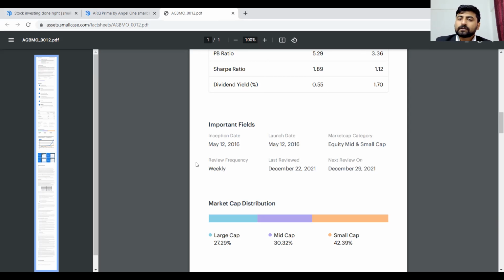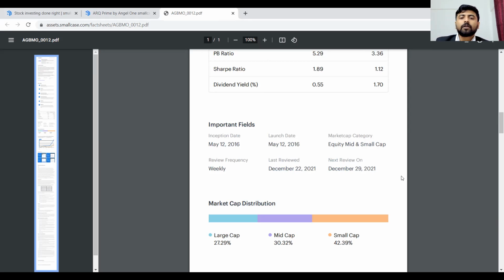Now, we can also see something called the review frequency here, which we have already discussed. This particular smallcase basket has a weekly review frequency. It was last reviewed on December 22, 2021 and will be next reviewed on December 29, 2021. So there is exactly a 1 week gap. Again, post December 29, it will be reviewed once again after 1 week from that particular date.